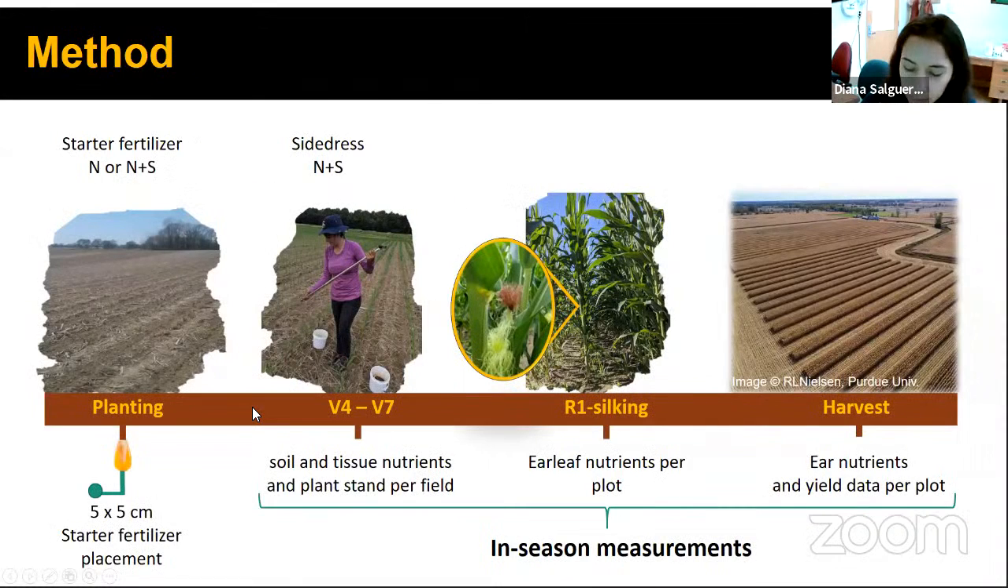So, sorry, for soil and tissue samples, before applying our treatments, we took samples for all the field, one sample per replicate. But once we put out our treatments, the field was sampled per plot.